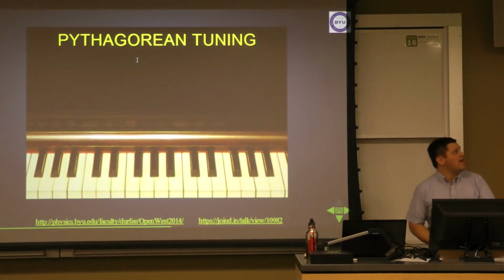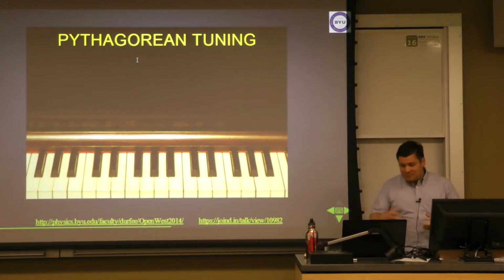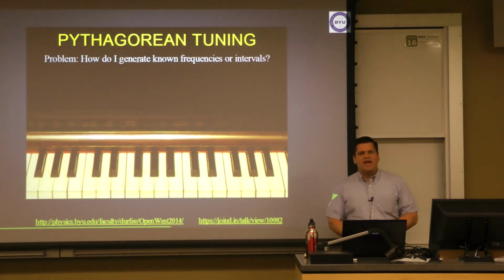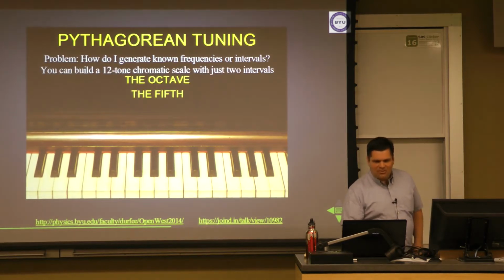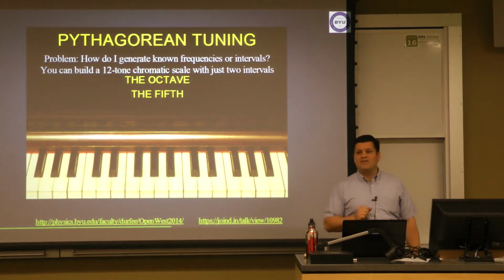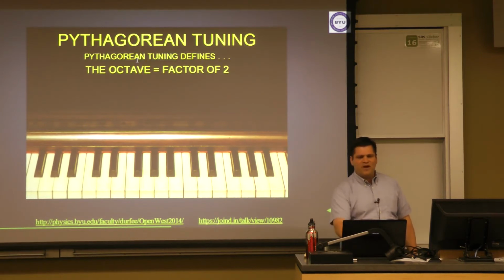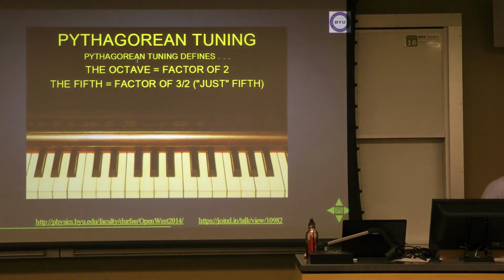Well, let me show you what we had before we had equal temperament. The earliest known tuning scheme is known as Pythagorean tuning, and it was developed by Pythagoras. And he had a problem. Back before you had electronic frequency synthesizers and tuners, how do you generate known frequencies to tune your instrument to? Well, Pythagoras realized you can build a 12-tone chromatic scale with just 2 intervals, the octave and the fifth. With just those 2, you can get all of the notes that you need. So in Pythagorean tuning, we define the octave to be a factor of 2, and we define the fifth to be a factor of 3/2. This is known as a just fifth because it's a just ratio, right? It ought to sound very consonant.